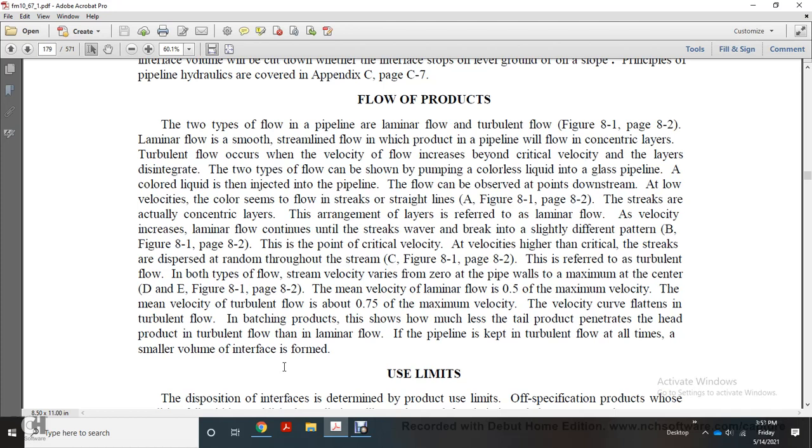pipeline. A colored liquid is injected into the pipeline. The flow can be observed at a point downstream. At low velocity, the color seems to flow in streaks and straight lines. The streaks are actually a concentric arrangement of layers referred to as laminar flow.